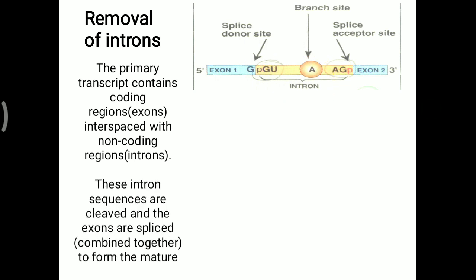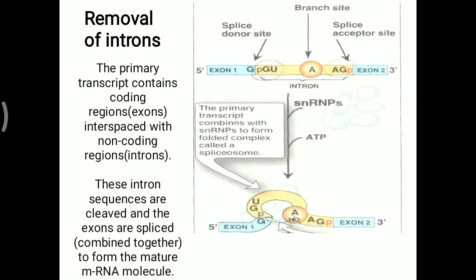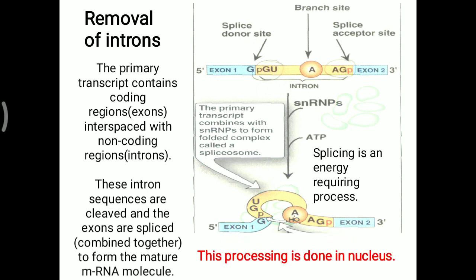The introns, the yellow color segments, are cleaved and the exons are spliced, meaning the blue color segments are connected to each other and combined together to form the mature mRNA molecule. For the joining of these exons, snRNPs are needed. The primary transcript combines with the snRNPs to form a folded complex called a spliceosome. This process needs ATP, so splicing is an energy-requiring process, and finally all exons are connected with each other and mature mRNA is generated. All this process occurs inside the nucleus.